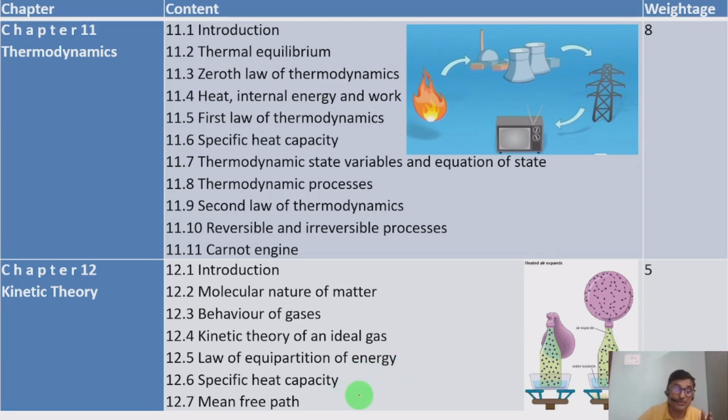12.6 Specific heat capacity, which once again concerns the gases. And 12.7 Mean free path. When the molecules of any gas move freely before a collision, the path that they follow we are going to call the mean free path.